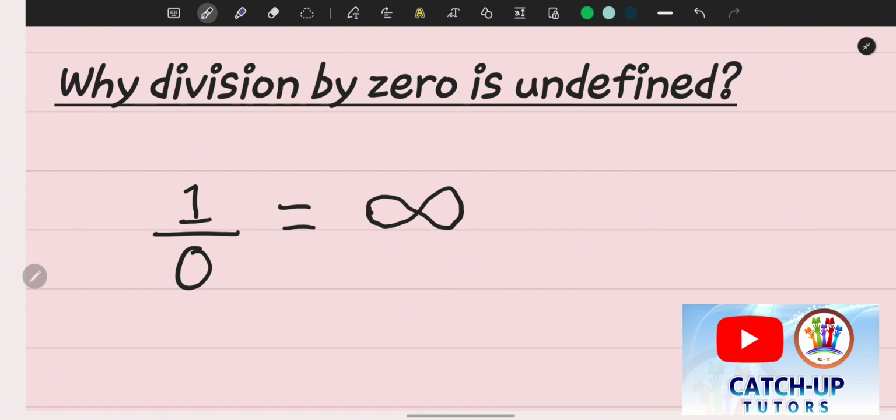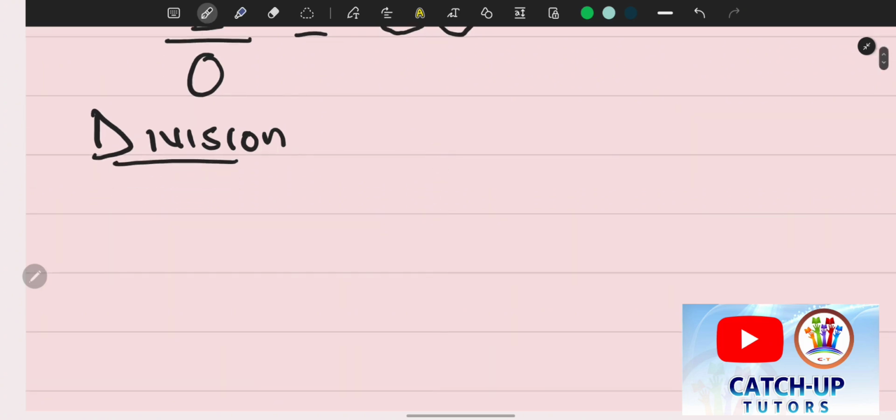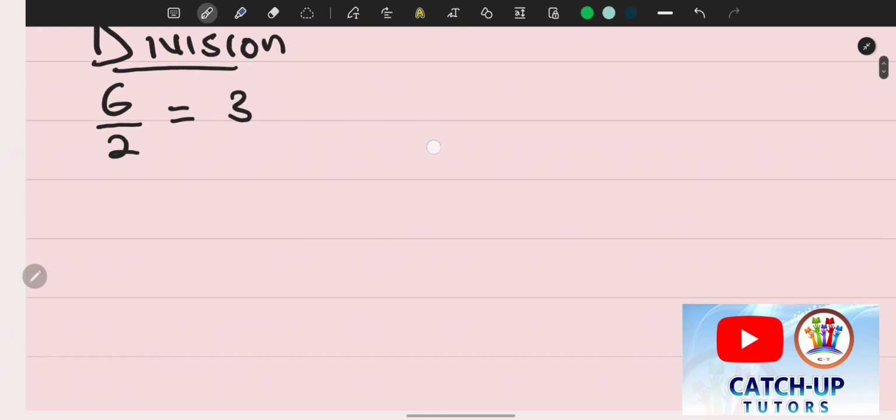Before I start that, we have to understand what division really means, and that is where I'm going to start from. So, division. Let me consider an example like 6 divided by 2. Of course, 6 divided by 2 is 3, but why 3? This is the number of times 2 goes into 6 for the remainder to be 0, which is 3.